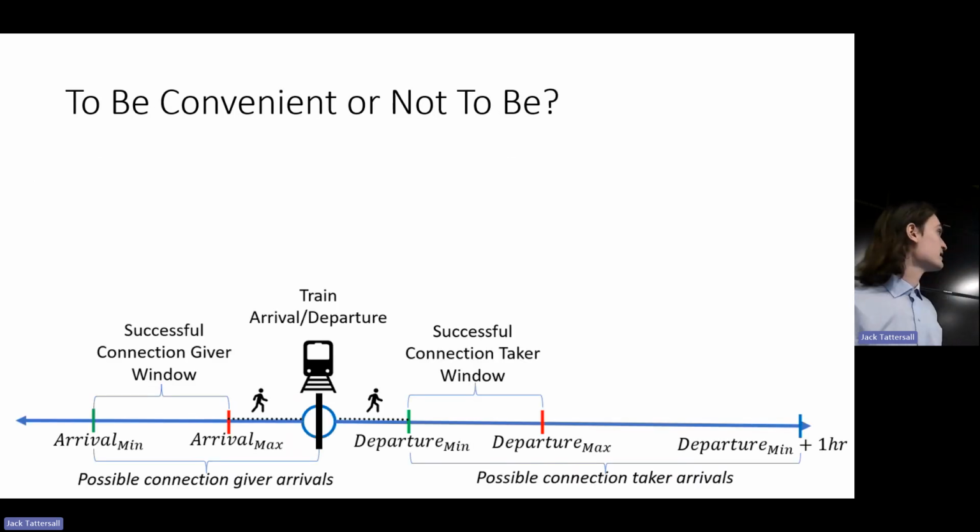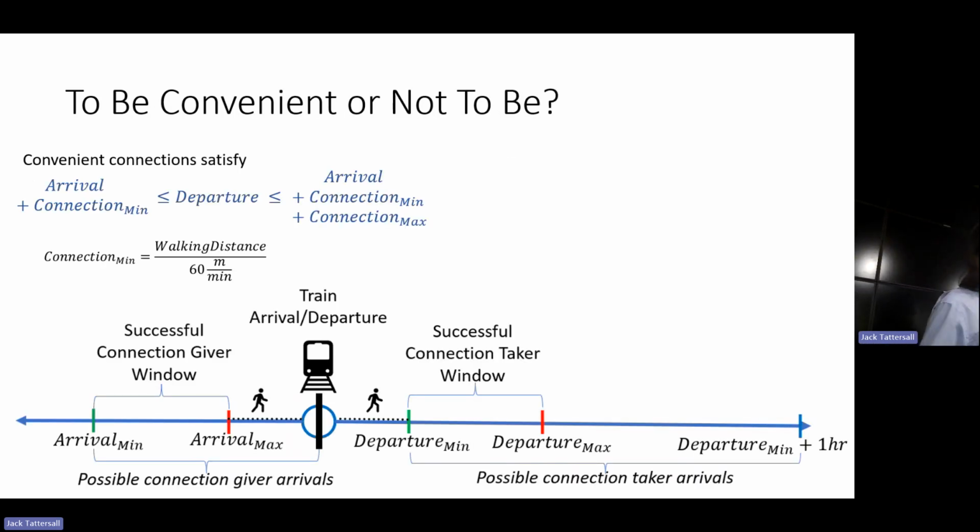So then if we look at this mathematically, a connection is deemed convenient if the departure of the connection taker service is at least after a minimum connection time from the arrival of their connection giver service that they came in on, but the departure is before a maximum connection time has elapsed after they've reached the connecting stop.